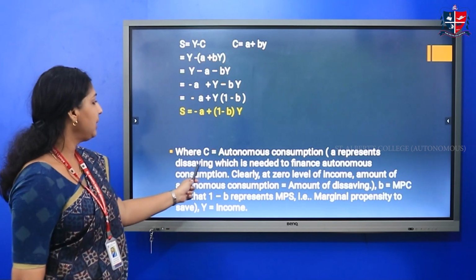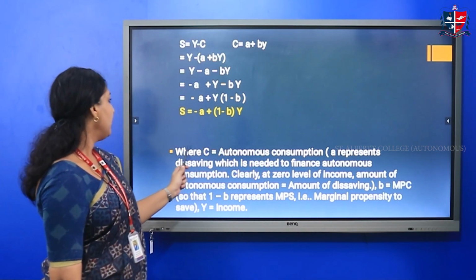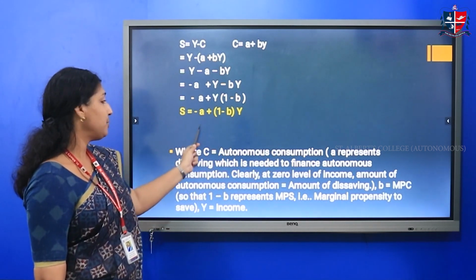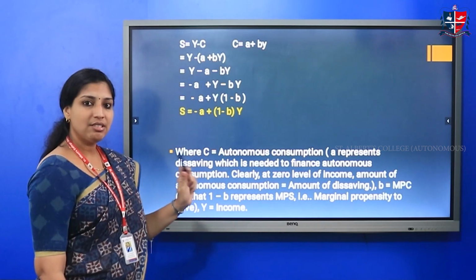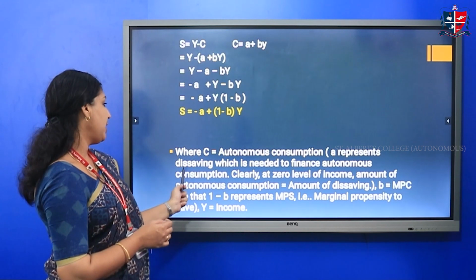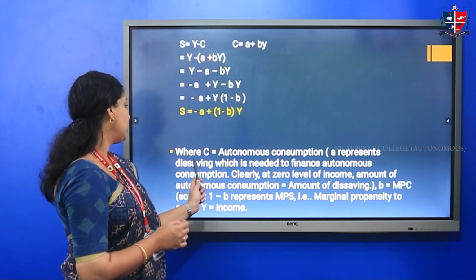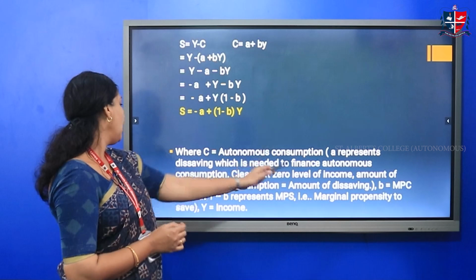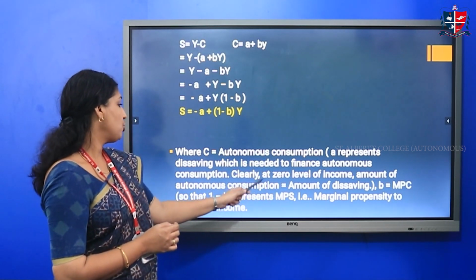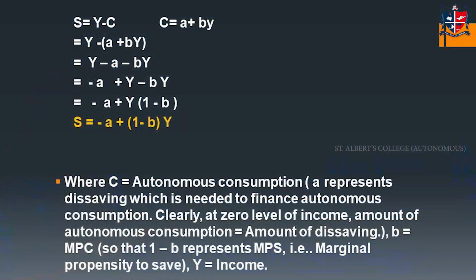Here A stands for autonomous consumption. A represents the savings needed, which is why it is negative here. Why is A negative? Because when income is low, there won't be any savings, right? So that is why it is negative here. So A represents the savings needed to finance autonomous consumption. Clearly, at zero level of income, the amount of autonomous consumption is equal to the amount of dissavings. B here is equal to MPC, so 1 minus B represents MPS, the marginal propensity to save, and Y stands for income.